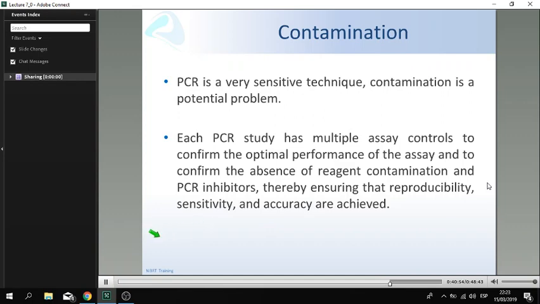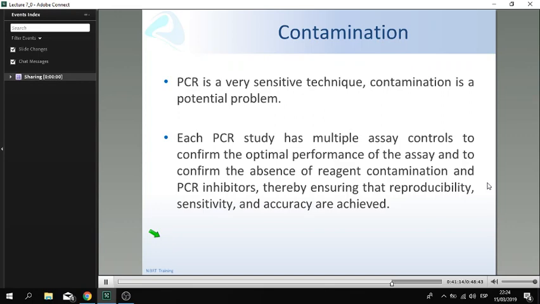So PCR is a really sensitive technique. Remember, you're multiplying DNA from really minute amounts, so if you have any contamination, that will be a problem. If you have contamination with something that you don't want to amplify, that gets amplified, and that will give you false results. Or you can have contamination with things that can destroy your DNA.